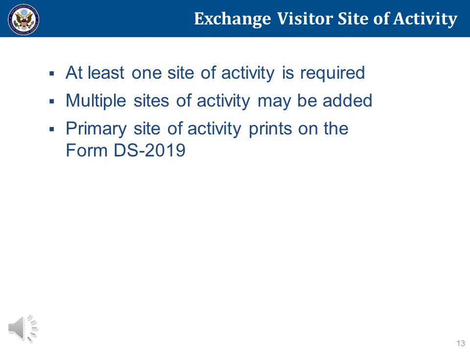The following are some rules about adding sites of activity. At least one site of activity must be entered. Multiple sites of activity may be added for each Exchange visitor. The primary site of activity will print on the form DS 2019.